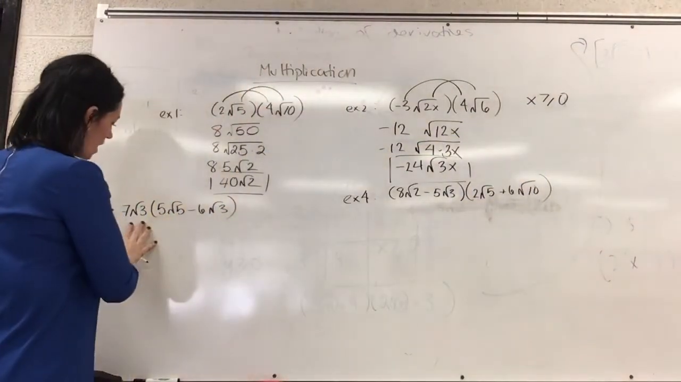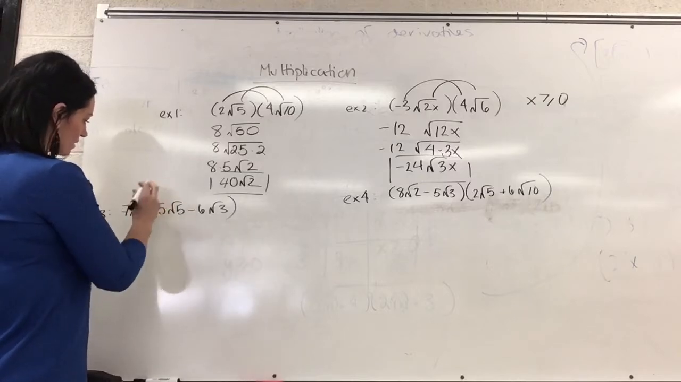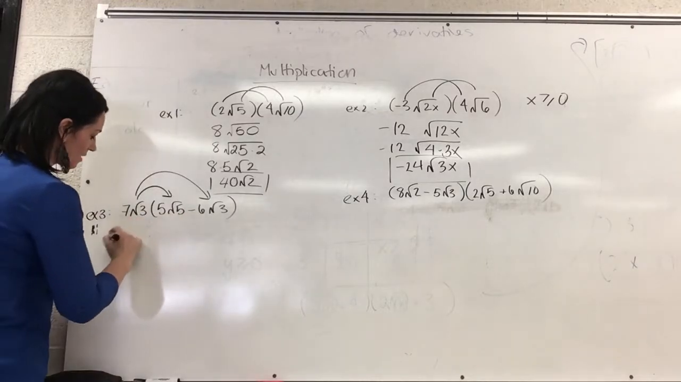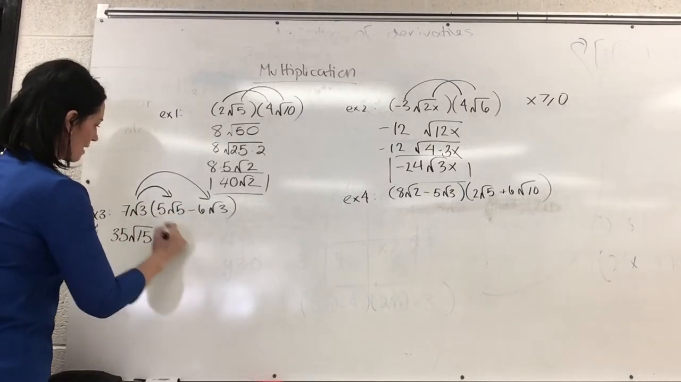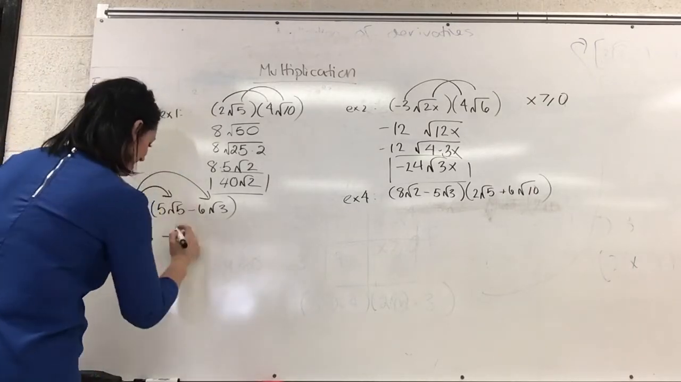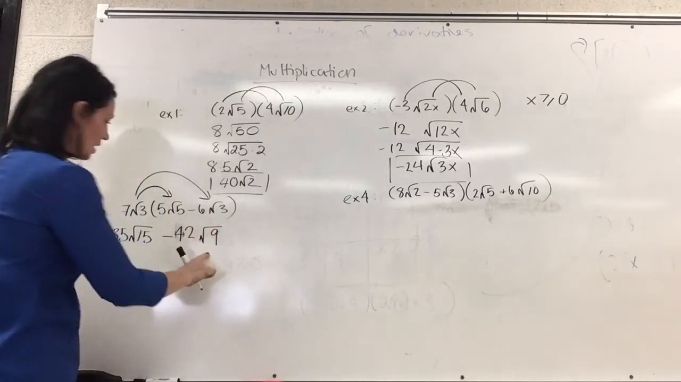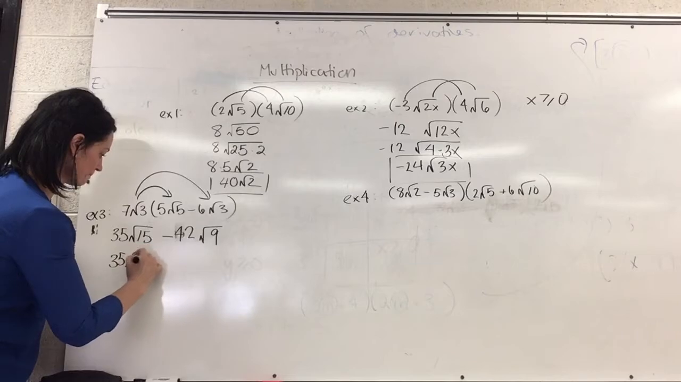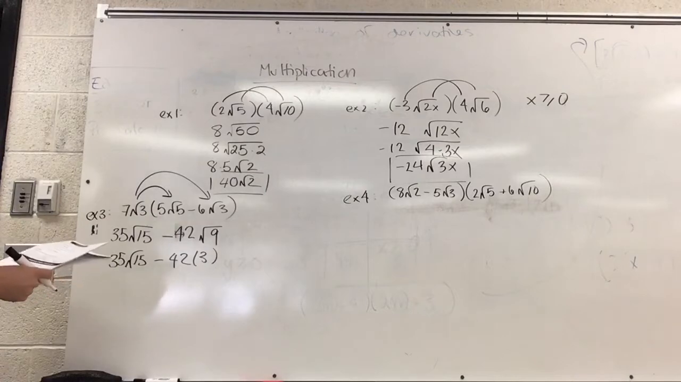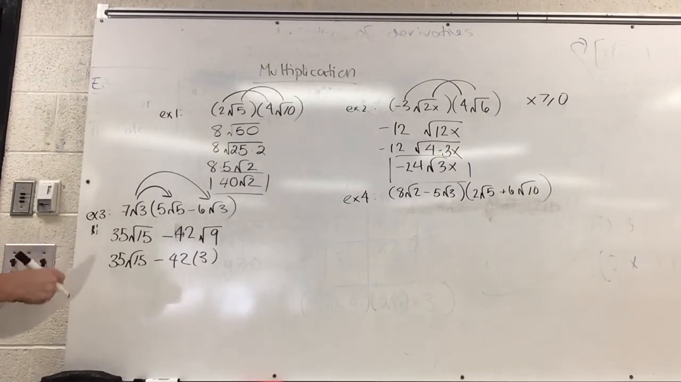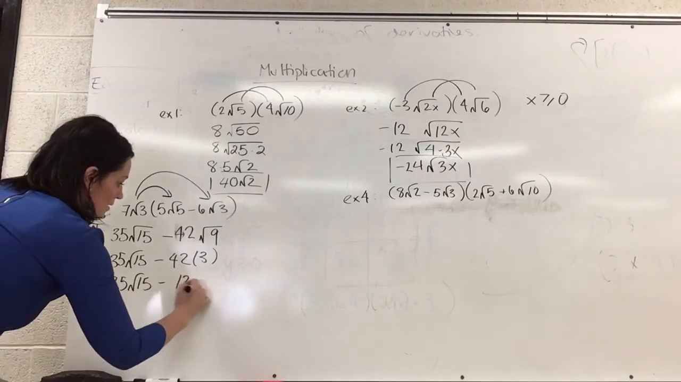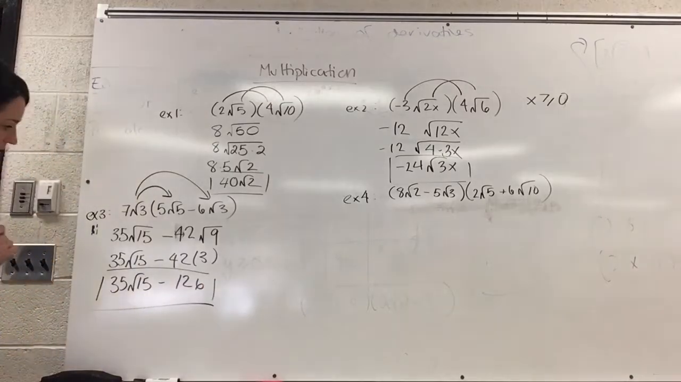Then I get into things a little bit more complicated. So I have to distribute this. So I'm going to multiply this by this and that by that. So 7 times 5 is going to give me 35 root 15 minus 42 root 9. And root 9 is the same thing as 3. And I can't break the 15 down because it's just 5 times 3. So then I just figure out what 42 times 3 is. There we go. It doesn't get any simpler than that.